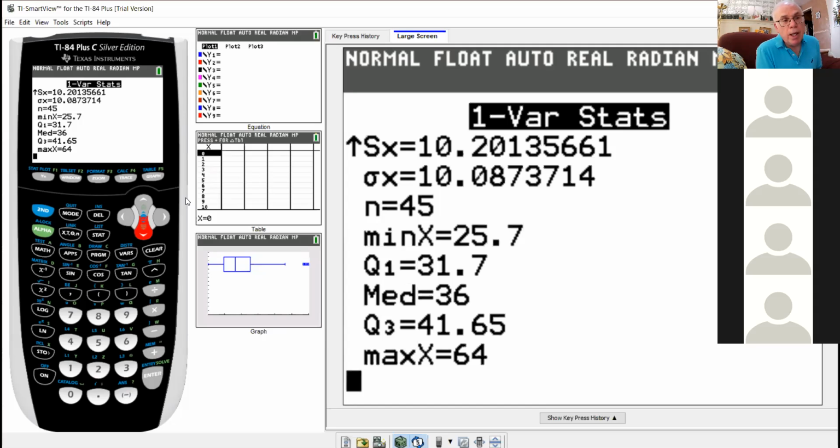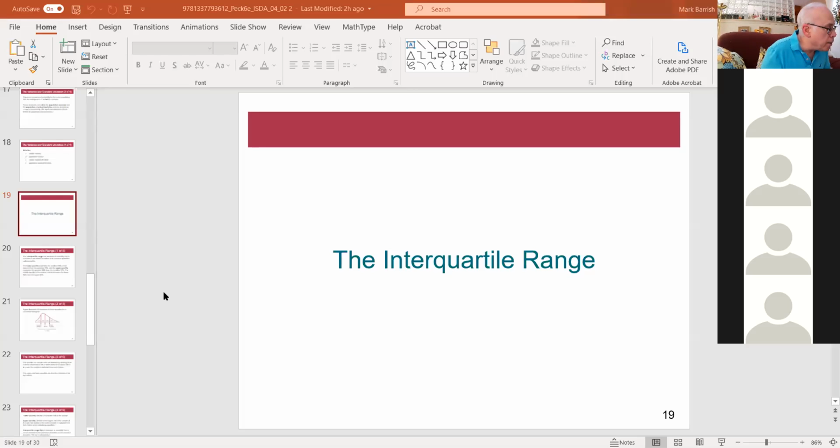Okay, so that's why people talk about the interquartile range. It's very easy to calculate because one variable statistics gives you that Q3 and Q1, and you just subtract them and you get the interquartile range. Okay, so let's get back to this here, and let's see, what slide are we up to?